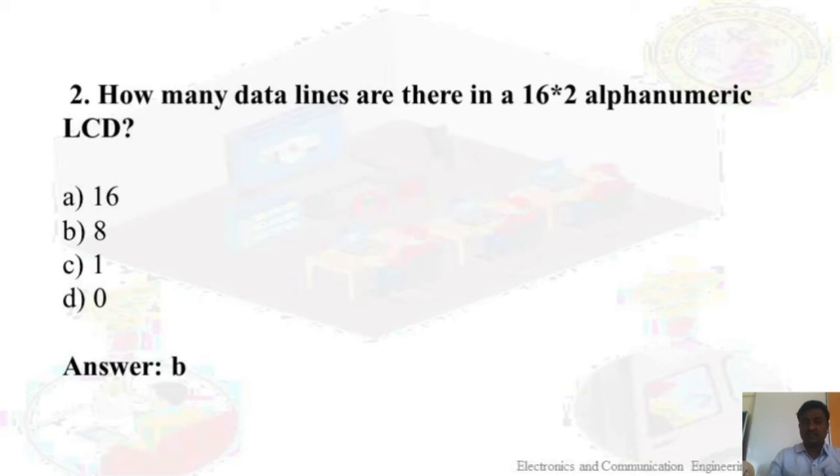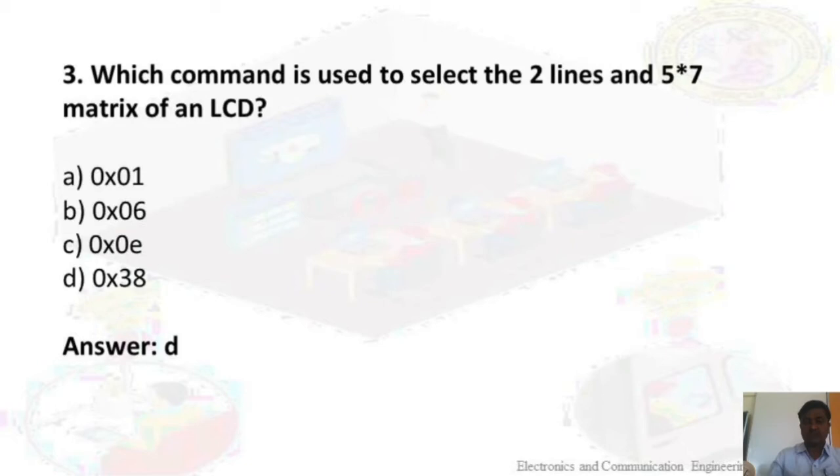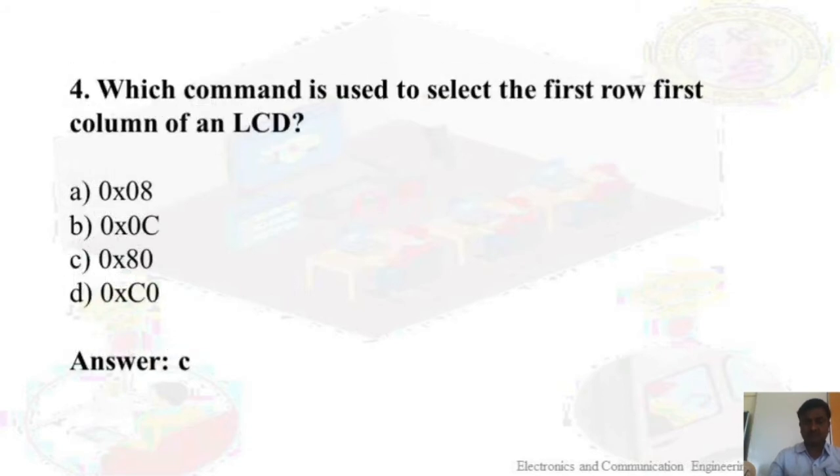8 data lines are used in the LCD. Third, which command is used to select 2 lines and 5 cross 7 matrix of an LCD? The option D, that is 0x38, is used for 2 lines and 5 cross 7 matrix. Fourth, which command is used to select the first row, first column of an LCD? That is answer C, 0x80.